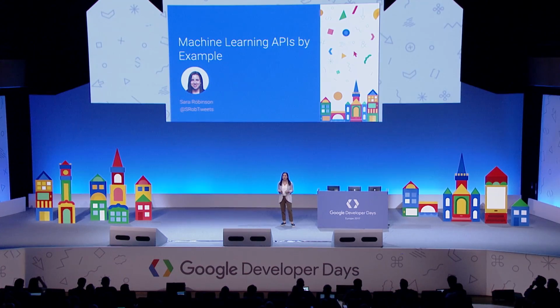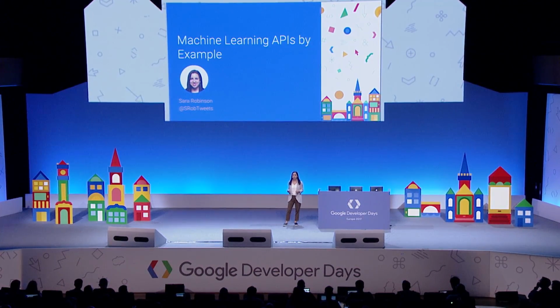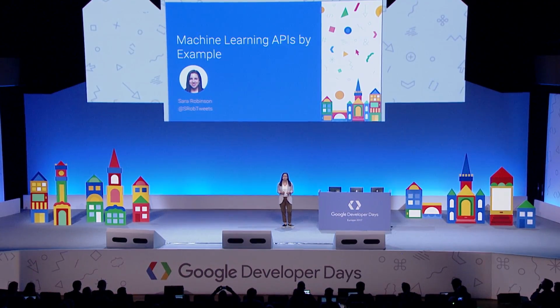You can find me on Twitter at srobtweets, and I'm a developer advocate on the Google Cloud Platform team. I focus on big data and machine learning. I'm based in New York. This is my first time in Poland. I'm super excited to be here. So before I get started, thank you.